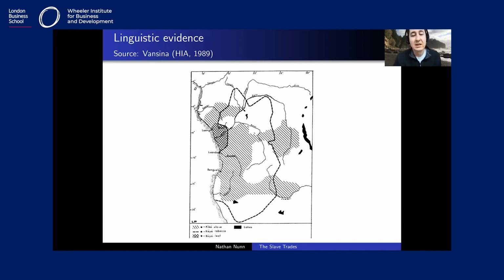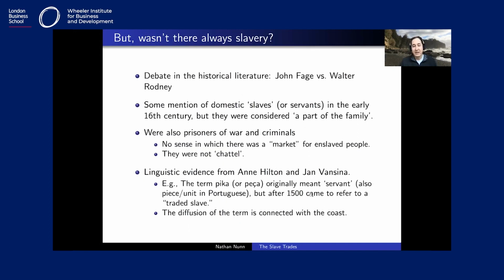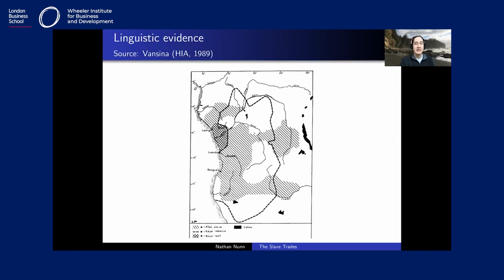In this article, he looks at what slaves are called. What slaves are called is peça, which was originally a Portuguese term meaning piece or unit. After 1500, it came to refer to a traded slave, and it was also the international currency in many places, including the Congo Kingdom. So there's this term for traded slave, peça, which originated from a Portuguese word.